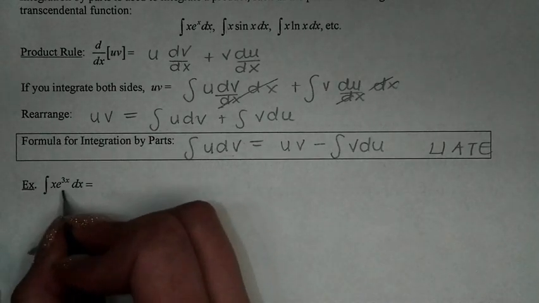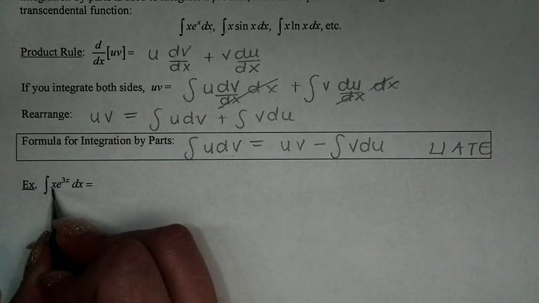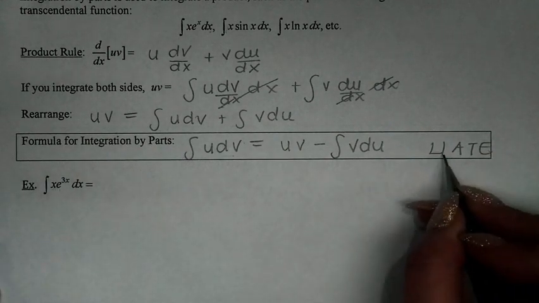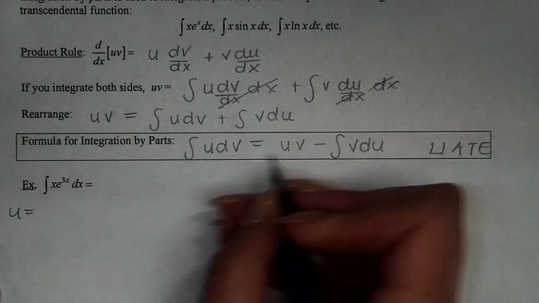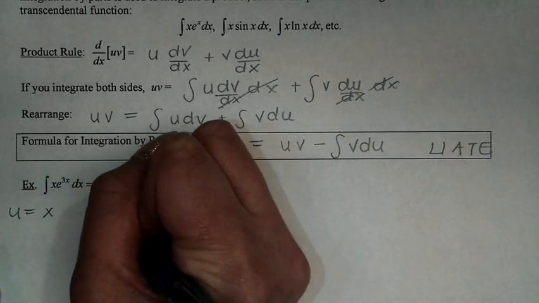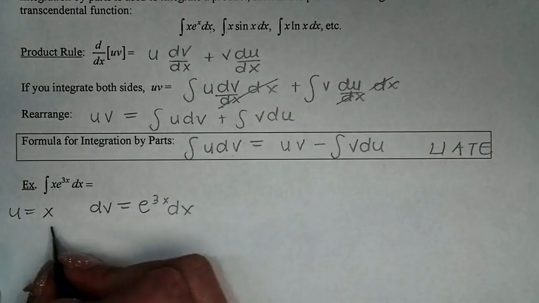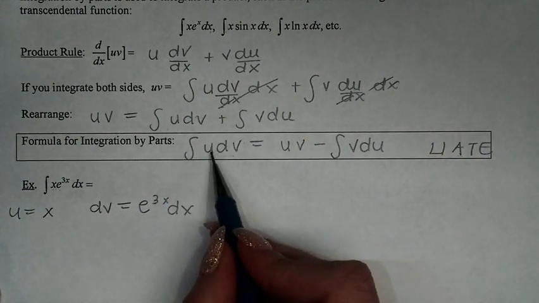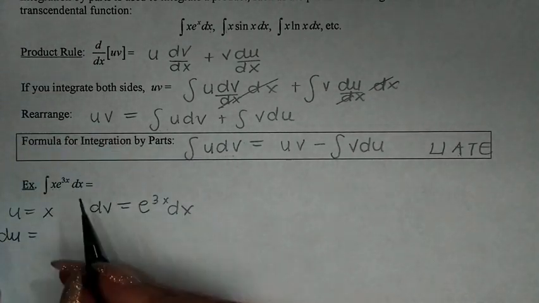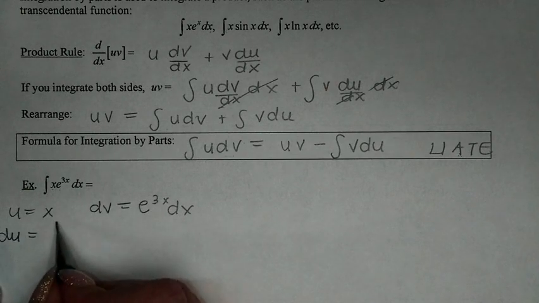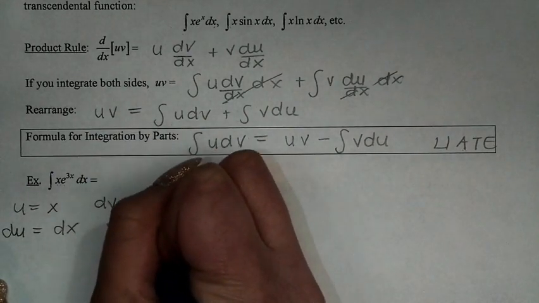Okay, so you see this. What are you going to do? According to the priority list, you have an algebraic function and an exponential expression. So your u is going to be the algebraic because this is higher. So u is going to be x. Your dv is going to be e to the 3x dx. Technically speaking, we need 4 pieces of the puzzle. The third piece that we need is the derivative of u, that we can get. So that's going to be du equals dx. And then here we want to find v.